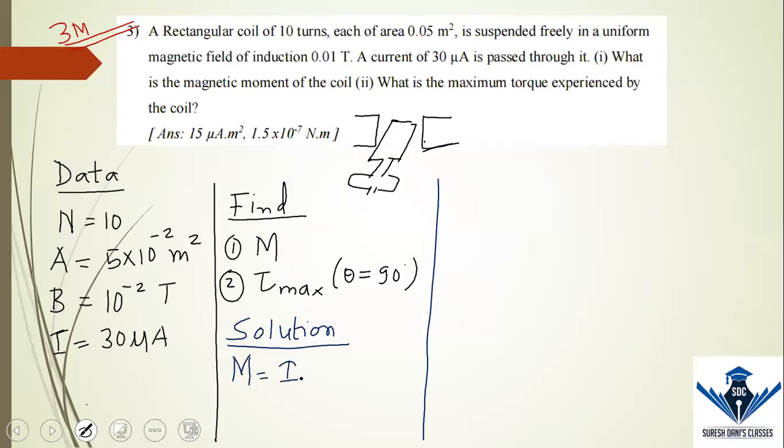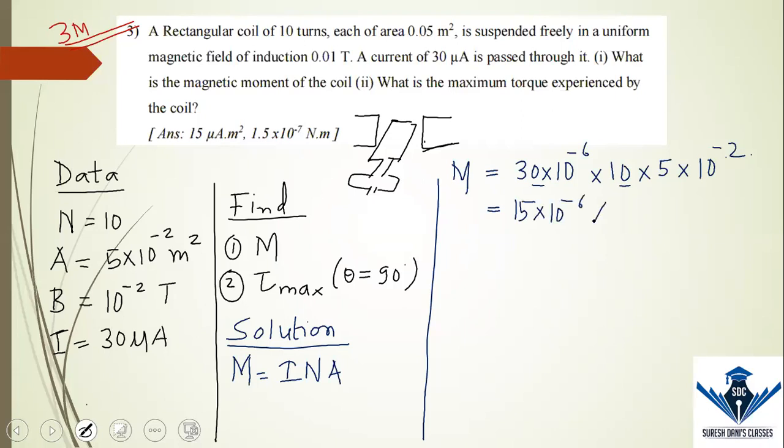So M is the first solution we can get. M is equal to INA, and I believe we have all the values here, so we can just substitute and get the moment answer. I is given as 30 micro, that is 30 into 10 raised to minus 6. Number of turns is 10, and the area is directly given as 5 into 10 raised to minus 2. So the 10 raised to minus 2 cancels out, and you will get 15 into 10 raised to minus 6 ampere meter square, which is the answer for the magnetic dipole moment.